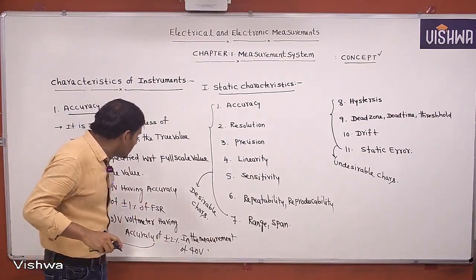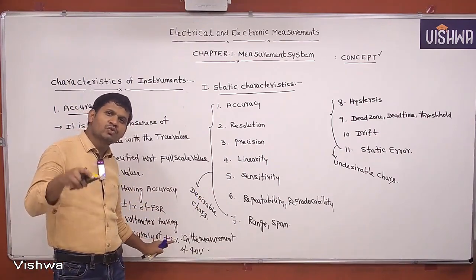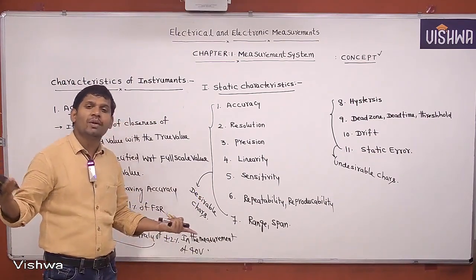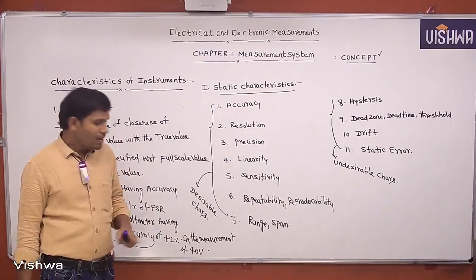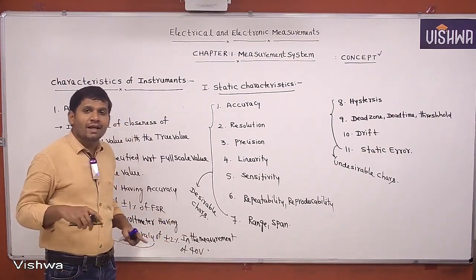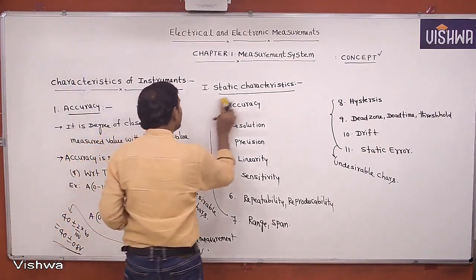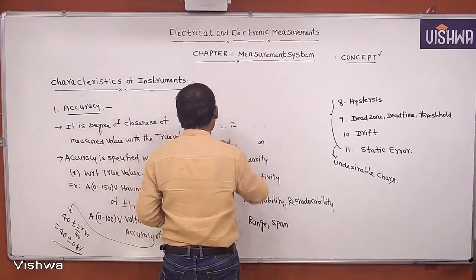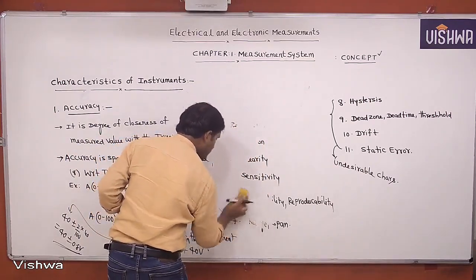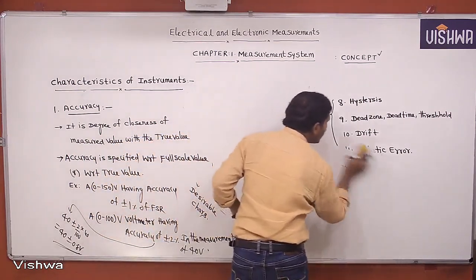If it is accuracy plus or minus 2%, it means plus or minus 2% error. Then what is accuracy? It may be 98%. That is the meaning. Accuracy plus or minus 1% means plus or minus 1% is error. Then what is the exact accuracy? 99%. That is the point to remember. If the accuracy is specified with plus or minus, then it is taken as an error.